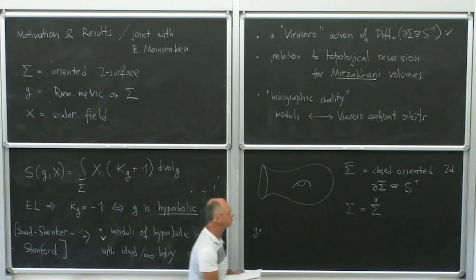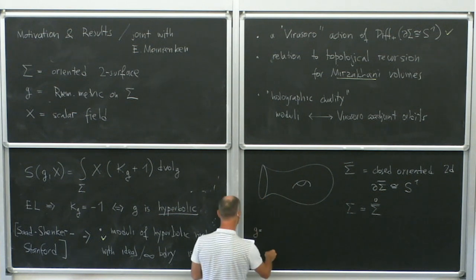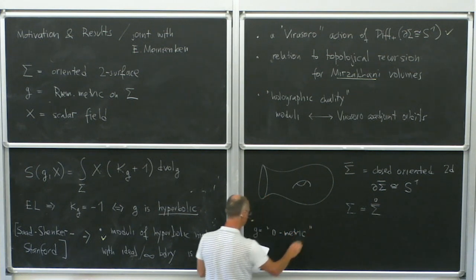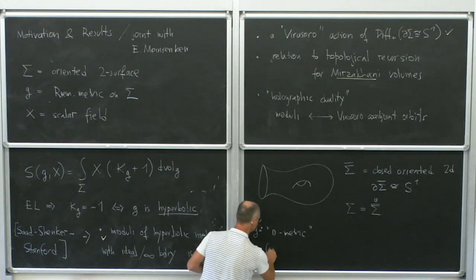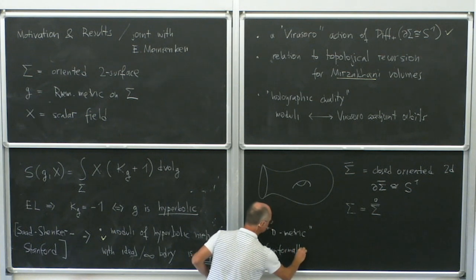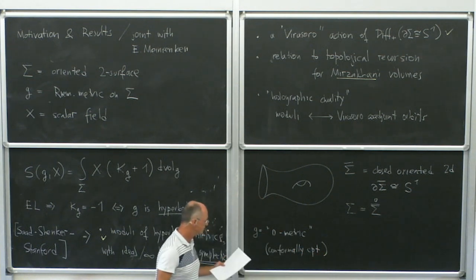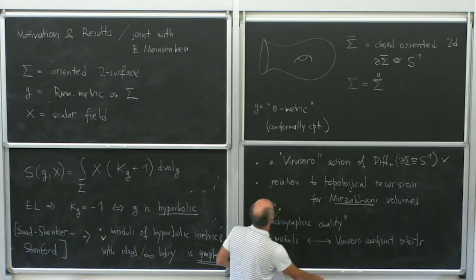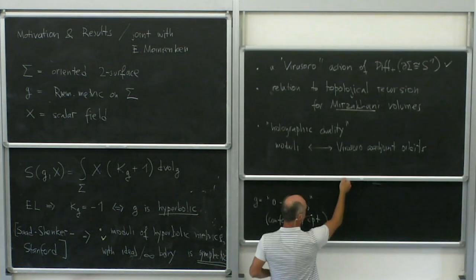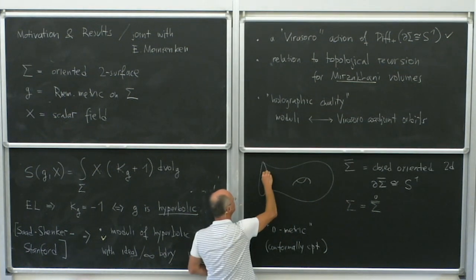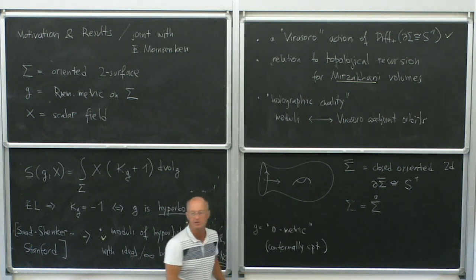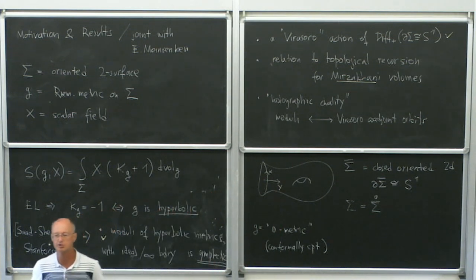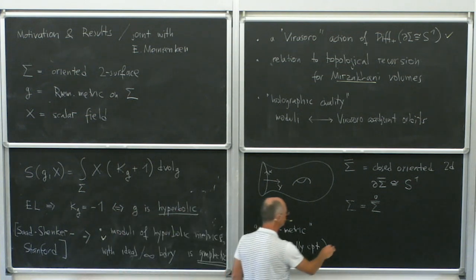We consider Riemannian metrics on sigma. So these are so-called zero metrics, or sometimes they're called in literature conformally compact metrics. And to explain what this means, maybe I can even do it here. We're going to often use a local coordinate system near the boundary. Let's call the coordinate along the boundary x and the boundary defining function y. So then this means the following.